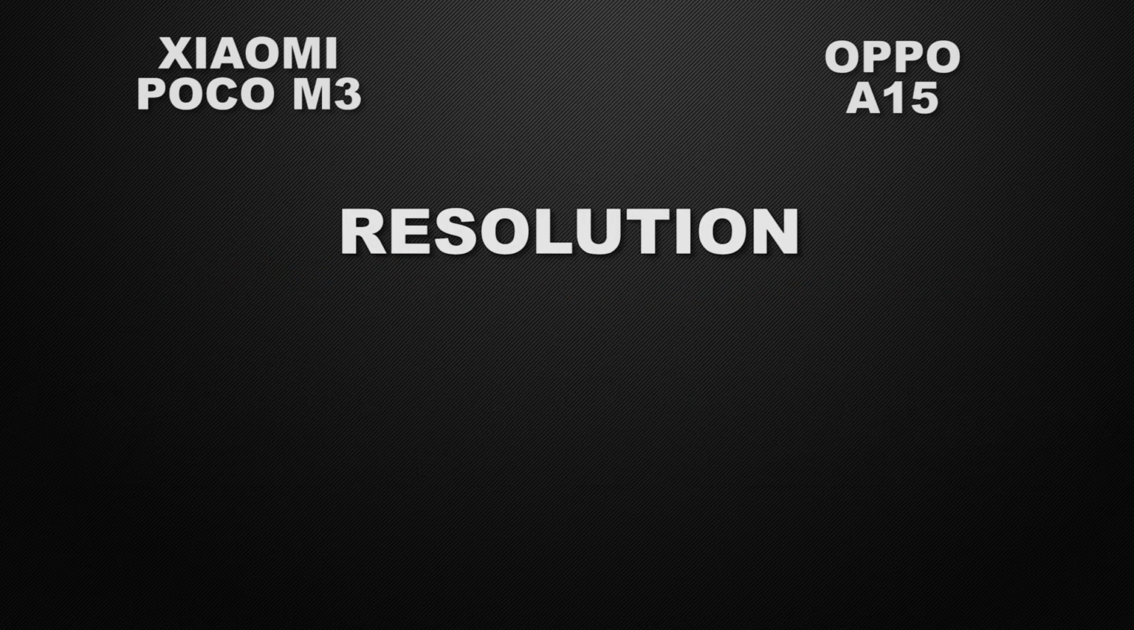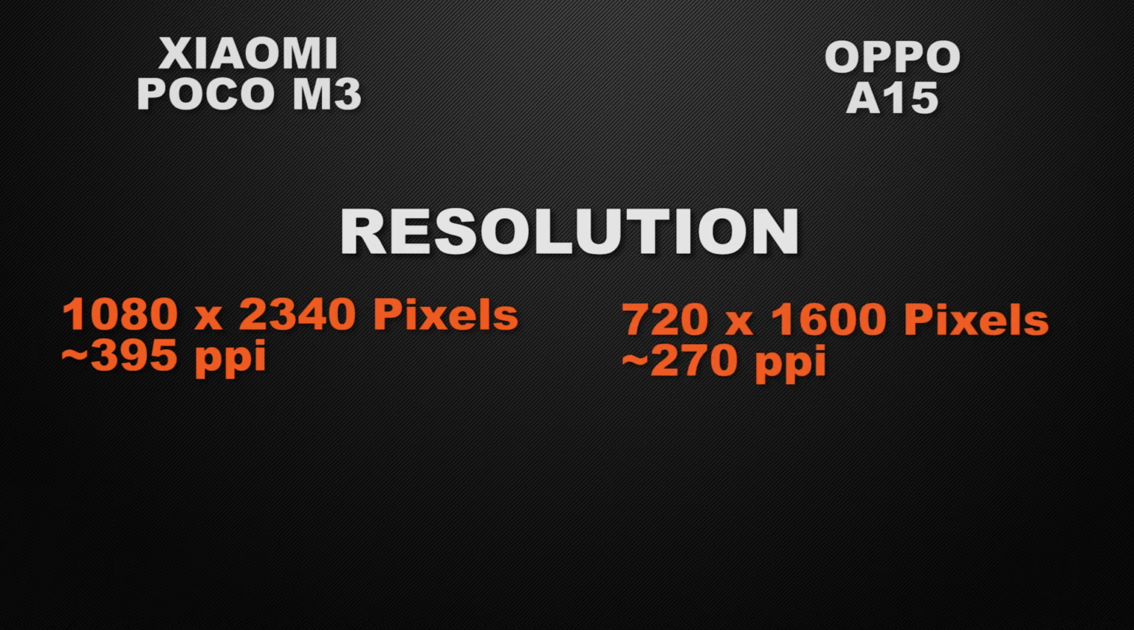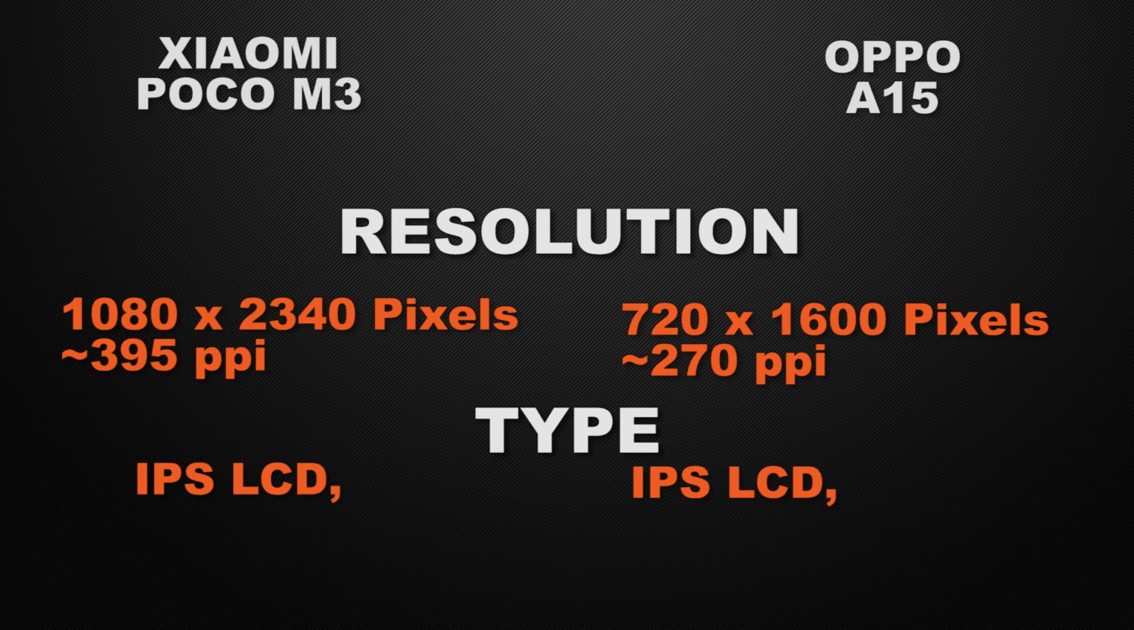Let's talk about the screen resolution of the devices. M3 has a Full HD Plus display whereas A15 has an HD Plus display. So the winner here is M3 because it can produce much sharper images. And about the display type of the devices, both of the devices have an IPS LCD display. So it's a tie here.